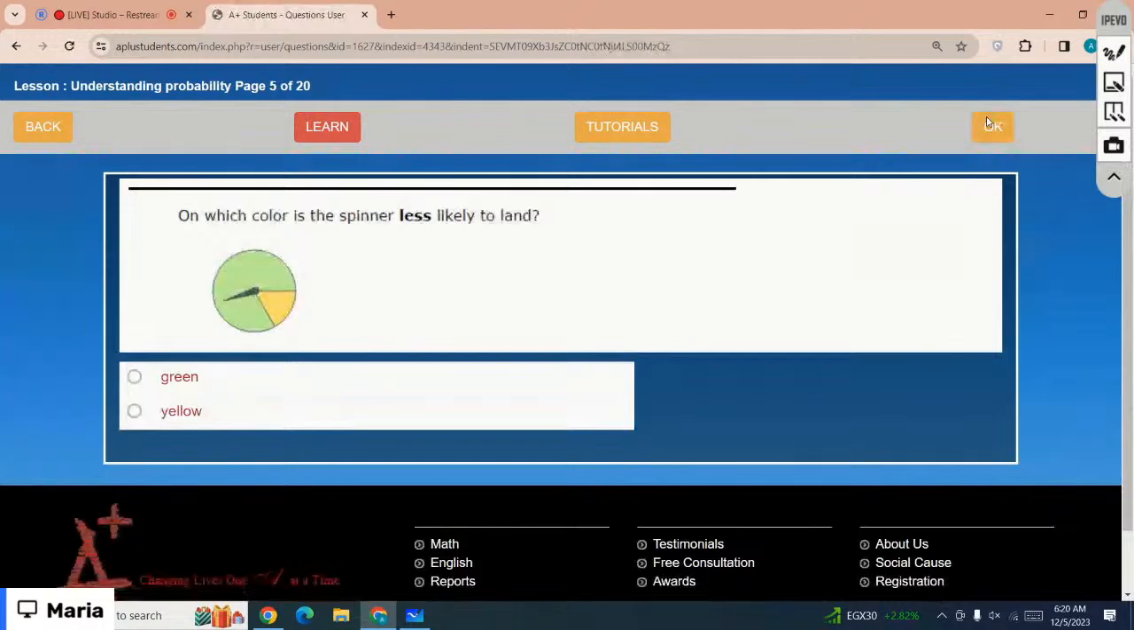On which color is the spinner less likely to land? Which is the correct option? Yes, the spinner is less likely to land on yellow. The correct option is yellow.